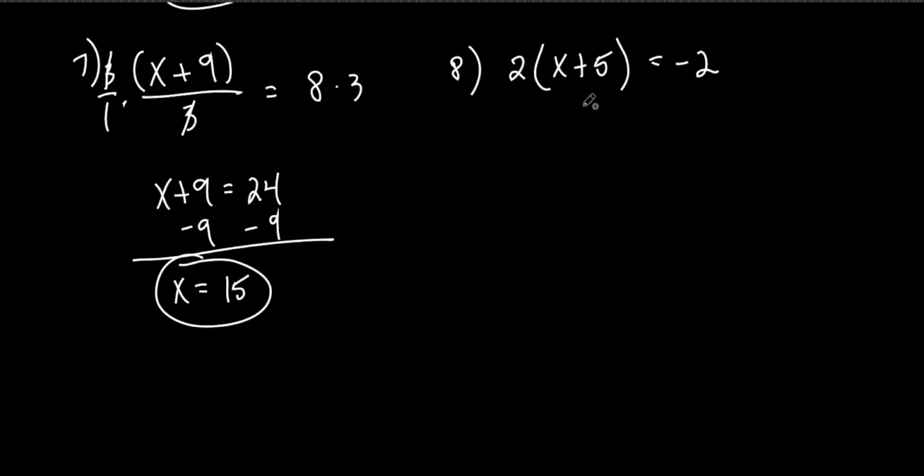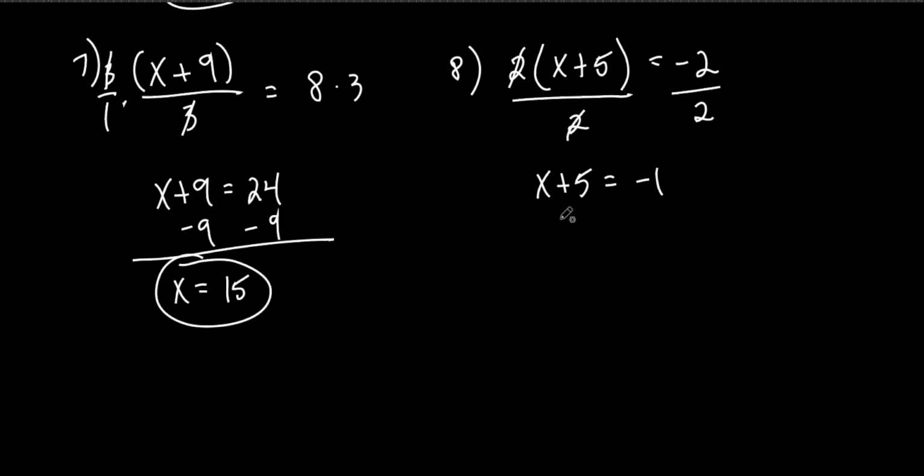So how would I get rid of that 2? Divide it by 2. You see that? And then take that and divide that by 2. So what happens here? Those 2's cancel. X plus 5 equals -1. So there's my first step. So it is a 2-step equation, isn't it?